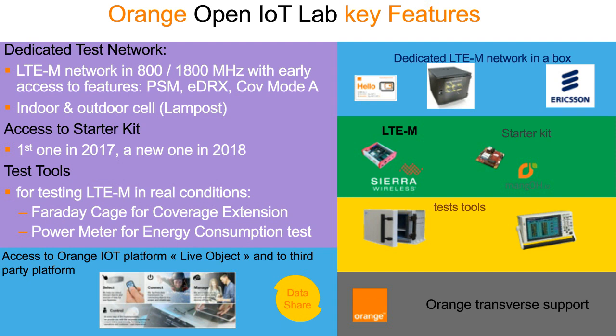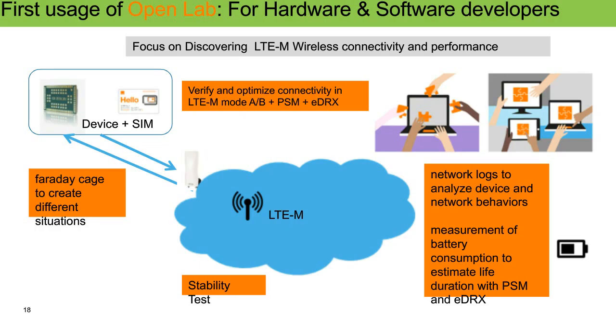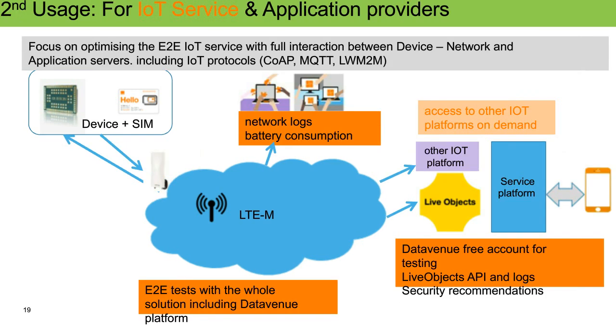In terms of usage, what we see as the key aspect of this lab is that it can be used for either hardware or software development. So you have a prototype, you want to evaluate the LTE-M wireless connectivity. Here we have the Faraday cage, the power meter, and logs, so you can make measurements in different conditions, focusing on the radio performance, or you can focus on the end-to-end application. Usually the first step is the wireless connectivity only, and then it's the end-to-end connectivity.